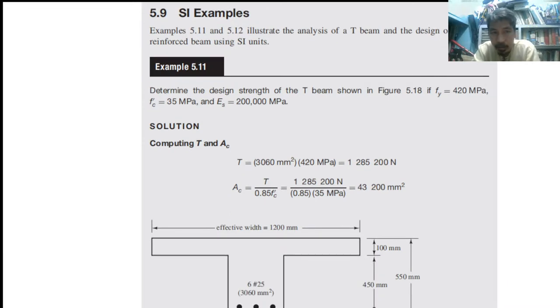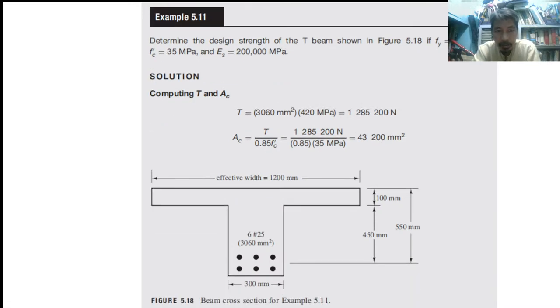So we have the example for SI units. So you can do it this way. So I will not make this longer. So let us just determine the design strength, okay, meaning phi times nominal moment. So we have fy 420. 420 is equivalent to 60 ksi. So fc prime 35. So usually 30 is the usual value. So it is 35.